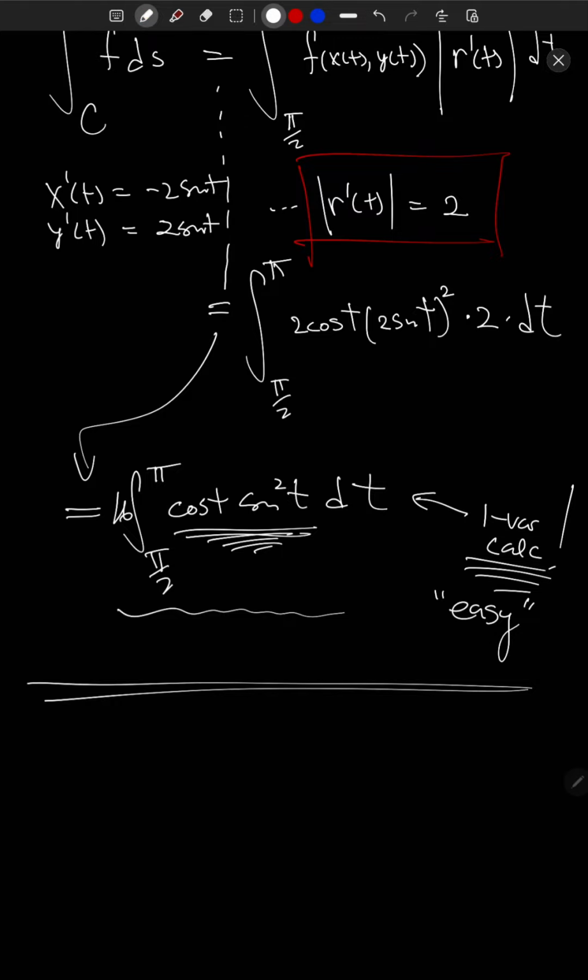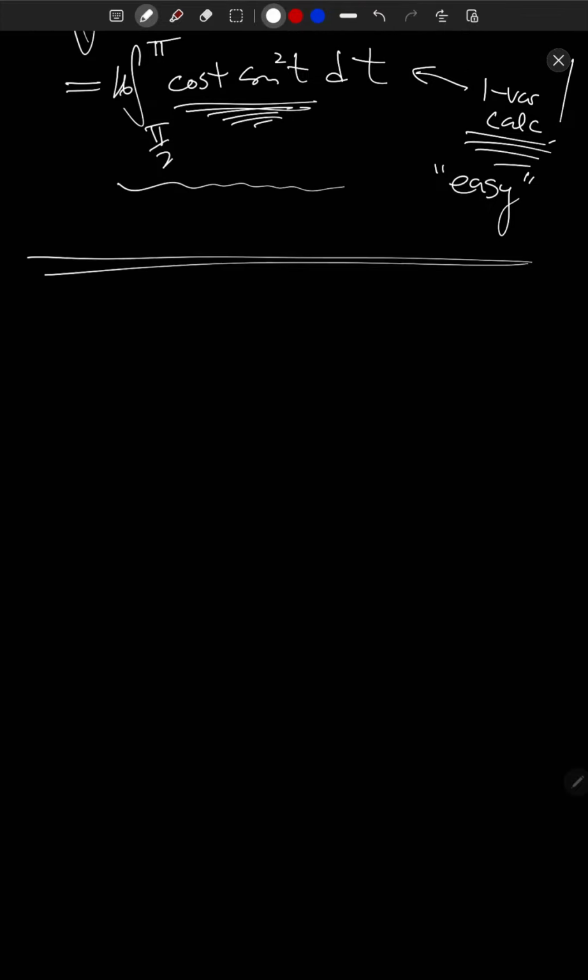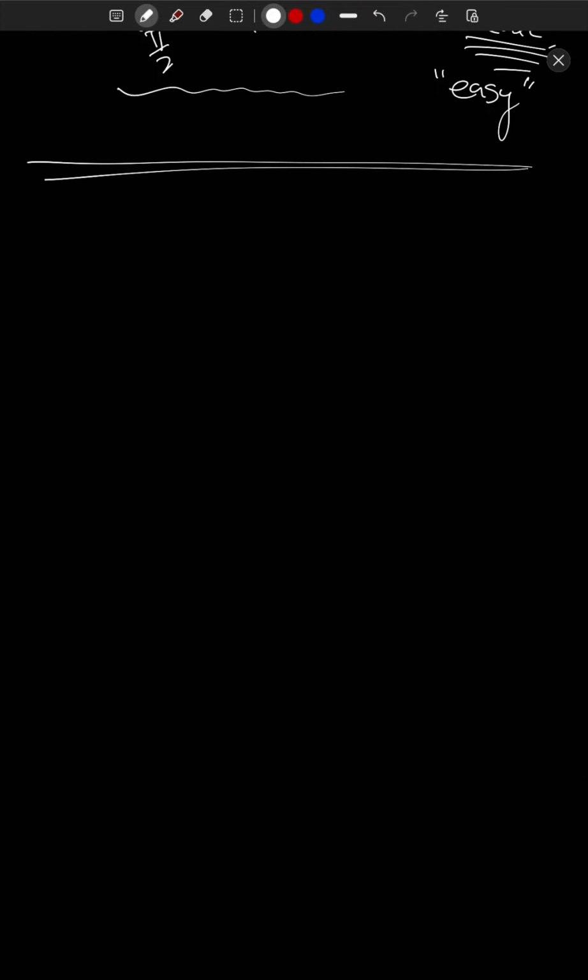Let's do a more typical example where we can see that this r prime of t often gives us trouble, which in a way you already know from the arc length parameterization section. When you tried to find arc length parameterizations, it was often difficult because you had to integrate the length of r prime of t, which involved a square root. And so often it was difficult to actually compute. So we see the same problem here.